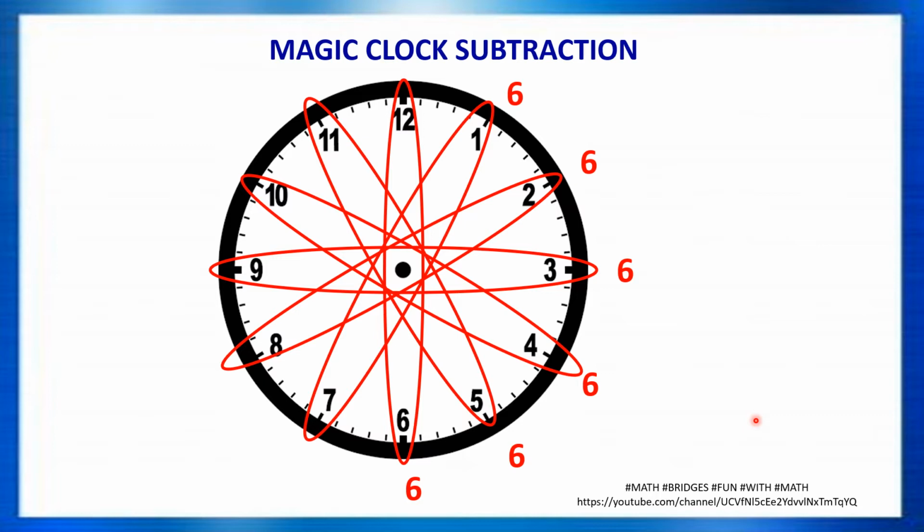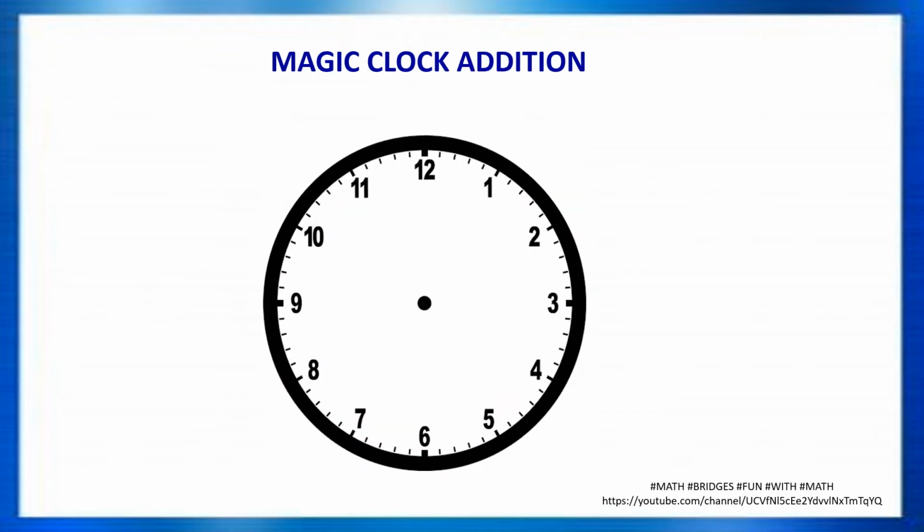See, we are using the basic operation called subtraction, and when we are taking the opposite numbers over here and we subtract, we are getting the same answer, 6. Let's see the next magic, what it is. It is magic clock addition.